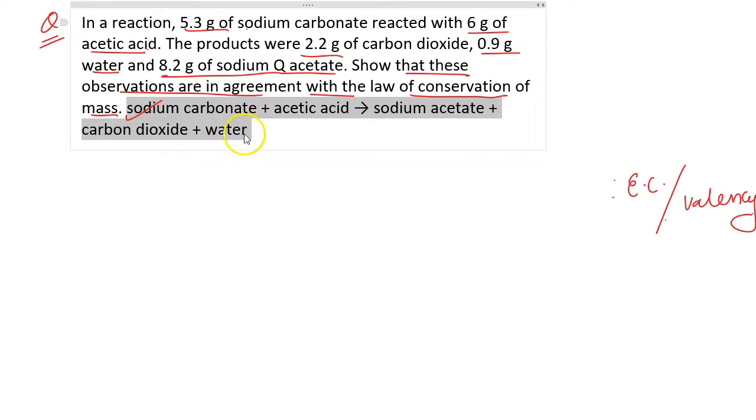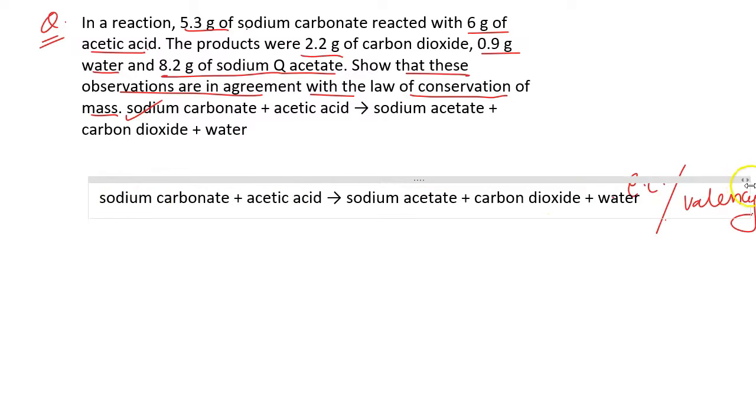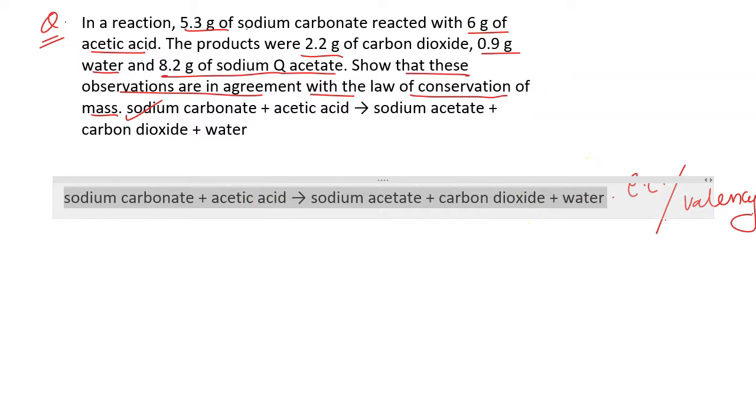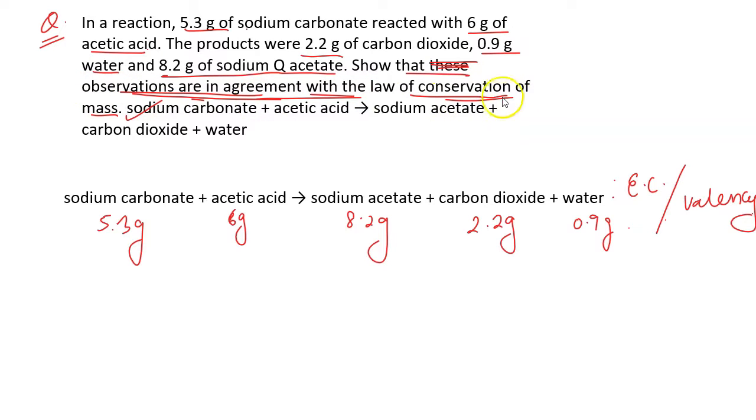You have sodium carbonate reacting with acetic acid to form sodium acetate and carbon dioxide and water. So what is the mass of this given? I'll just write here 5.3 grams, acetic acid 6 grams, sodium acetate 8.2 grams, CO2 2.2 grams, and water 0.9 grams. We have to show that these observations are in accordance with the law of conservation of mass.